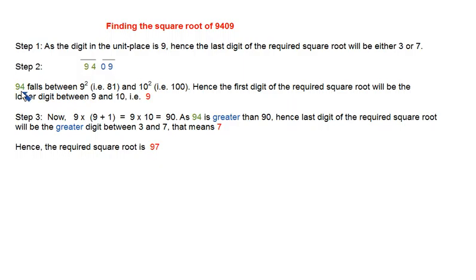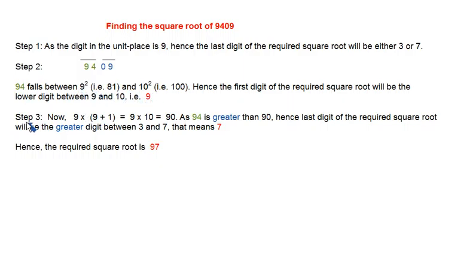Now this 94 falls between 9 square, that is 81, and 10 square, that is 100. Hence the first digit of the required square root will be the lower digit between 9 and 10. Remember, it will be the lower digit between 9 and 10, that is 9.